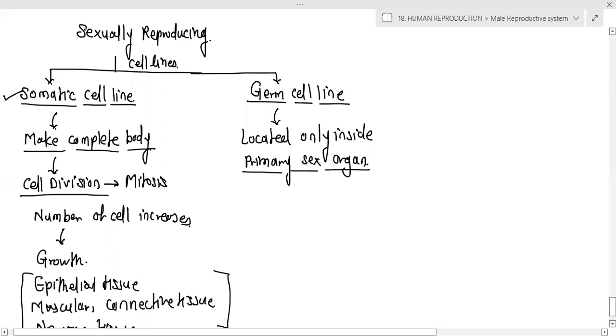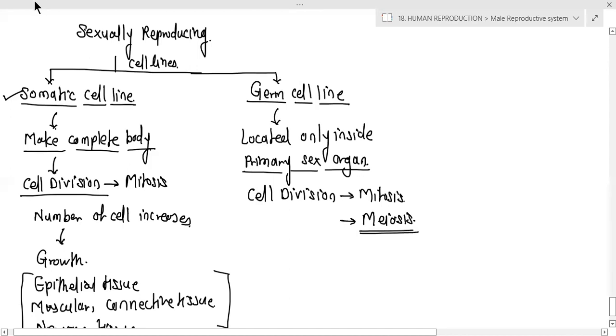And what is the specialty of these cells? These cells can undergo cell division. Two types of cell division it can do. It can do normal mitosis. Fine. It can increase cell number. One cell divides into two, two into four. That happens. But along with that, it also follows meiosis. These are the only cells in our body which can do meiosis. Our muscle cell cannot do meiosis. Our skin cell cannot do meiosis. Understanding? Meiosis is a special cell division which can be done only by germ cell line. Fine? Clear about it?